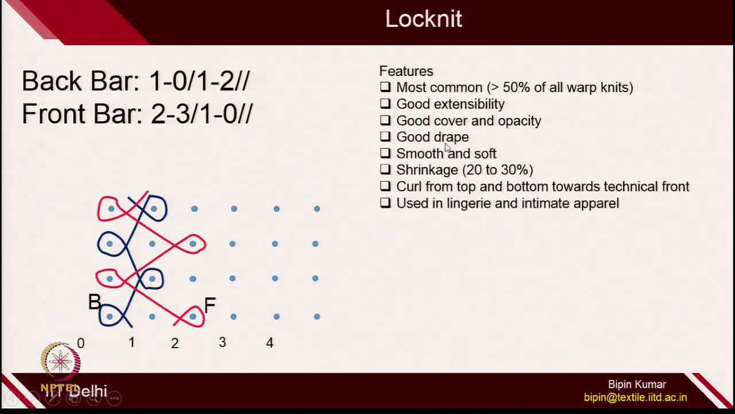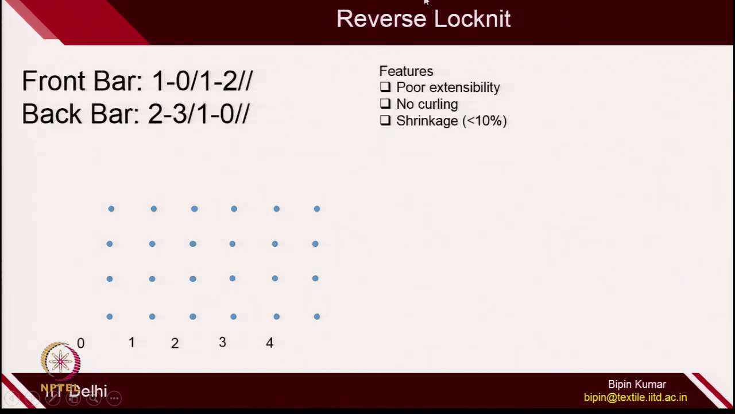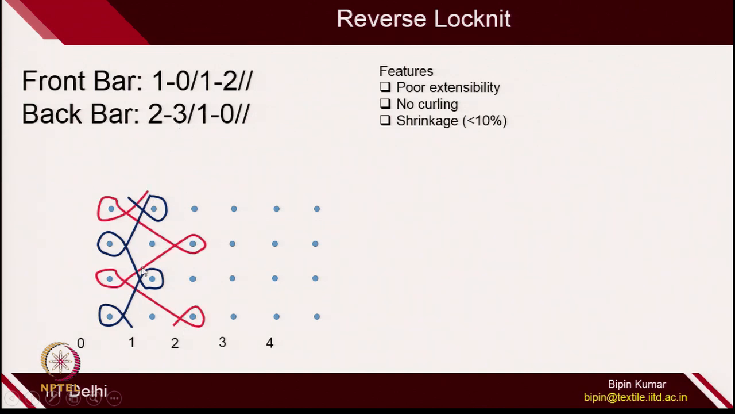Now, let us see the other structure, which is reverse Locknit. Here you have just changed the position of the front bar and back bar. So, the threading of the lapping plan has been changed. The front guide bar here is now making a smaller underlap, while the back guide bar is making a longer underlap. So, now the blue one is on the top of the red one at the back side.